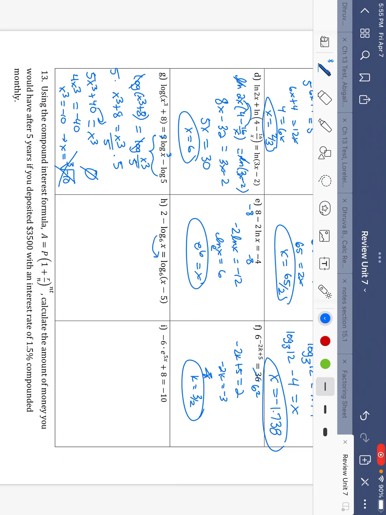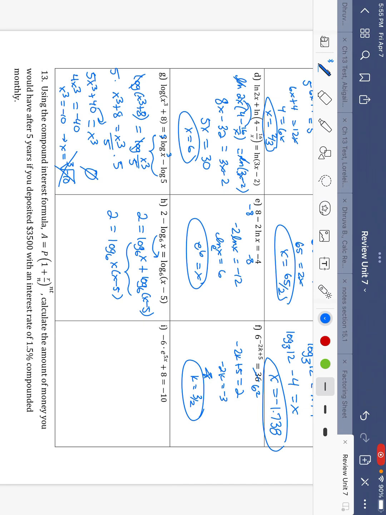So I'm going to move this log to the other side. So I got 2 equals, that negative turns positive, log base 6 of x plus log base 6 of x minus 5. So we're going to condense these. I got a log base 6 turns into multiplication. I got x times x minus 5. I got a 2 here.